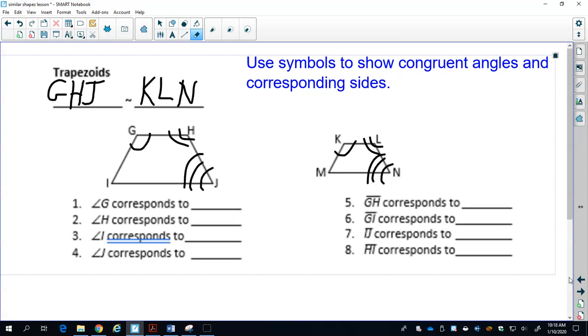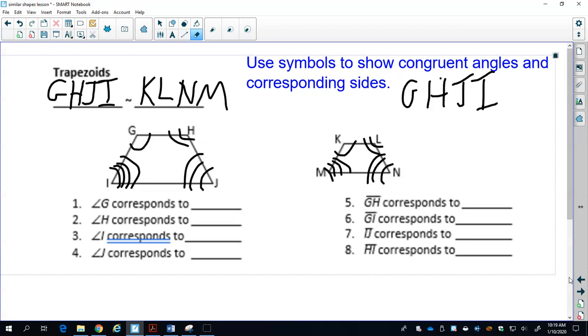So the last letter we have is I. So we're going to use 4 curved lines. I corresponds to, it's kind of hard to put that in there, but it corresponds to what? M. So again, you can line these up. G, H, J, I is similar to K, L, N, M. If you had I, J, and M, N, that's okay, because it's still going to be the correct order.